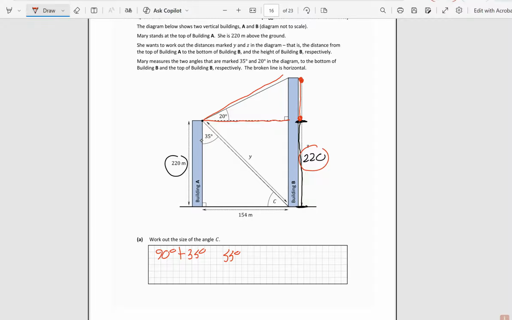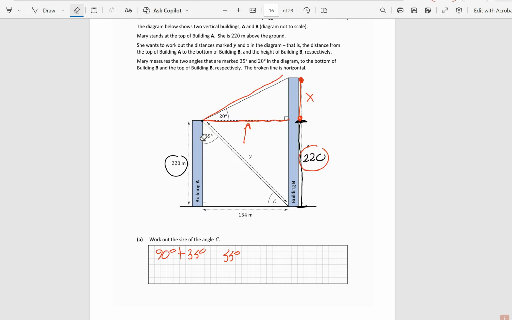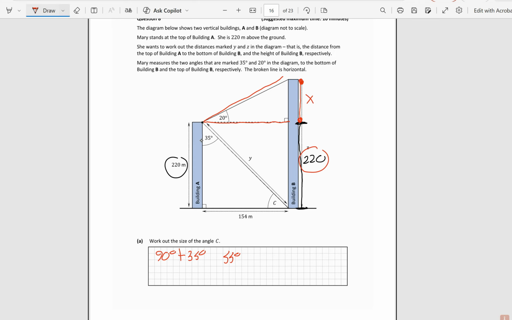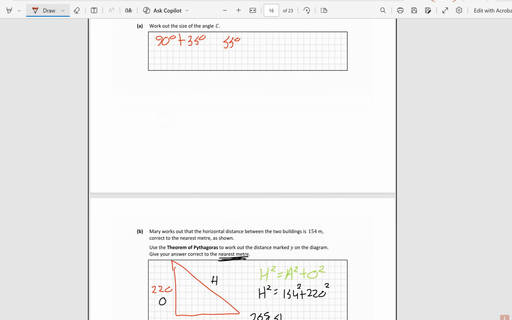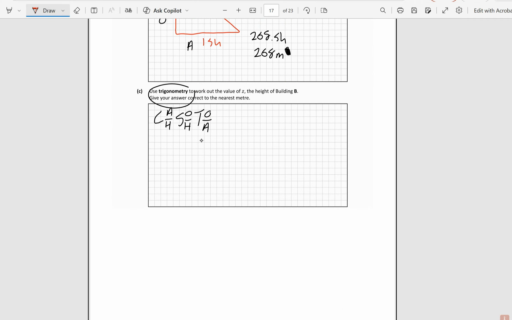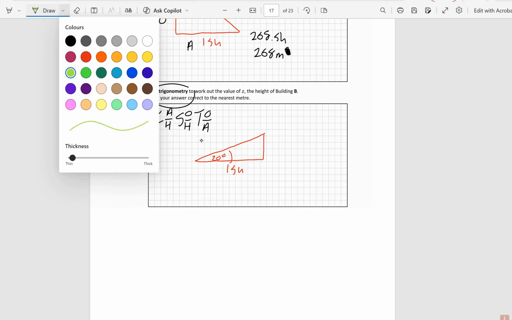So let's just fill in what we know here. We don't know this, right? So we call it X. If we can find X and we add 220 onto it, then we get the length of Z. Do we know this side here? Yes, we do, because we know this is 154. And this angle is 20 degrees. So we'll sketch this: 20 degrees and 154.